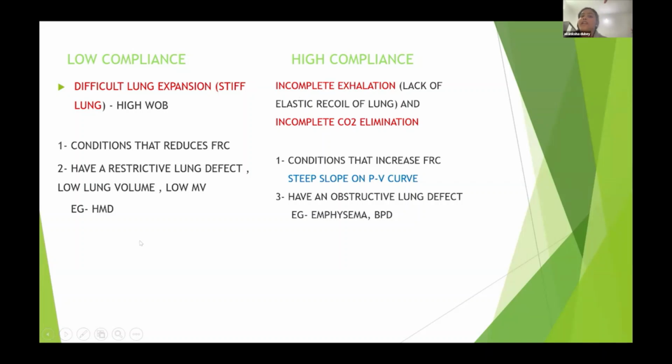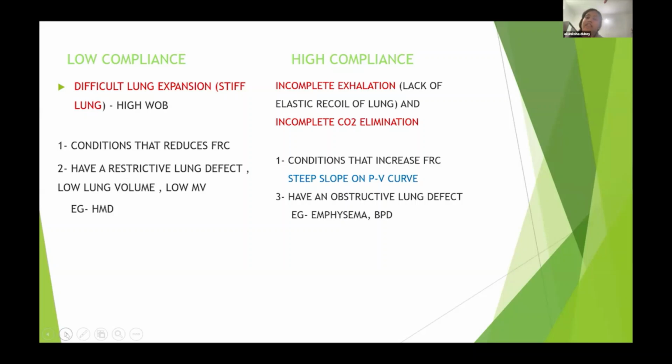So when do we say low compliance? Low compliance simply means when lungs are difficult to expand or lungs are stiff, so you require high work of breathing to expand those lungs. On the other hand, high compliance means there is incomplete exhalation and incomplete carbon dioxide elimination due to lack of elastic recoil of lung. Lungs are not coming back to their original size due to lack of elastic recoil. Therefore, they are retaining some volume.